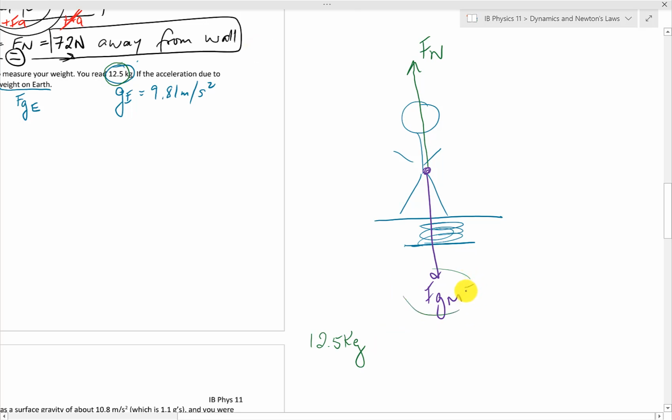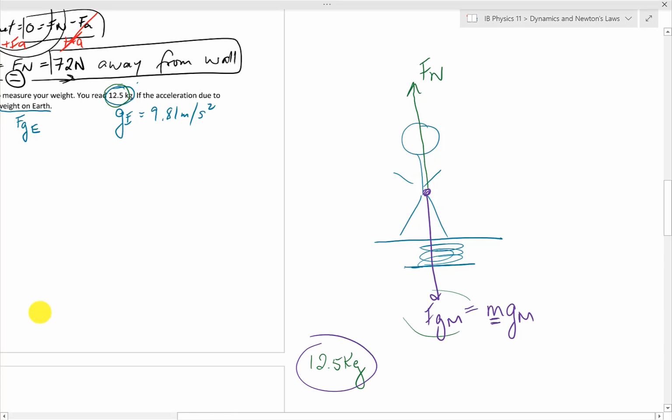Because we know his weight on the moon is his actual mass times the acceleration due to gravity on the moon, which we know is 1.6. This m would be his actual mass. So where does this number come into play?